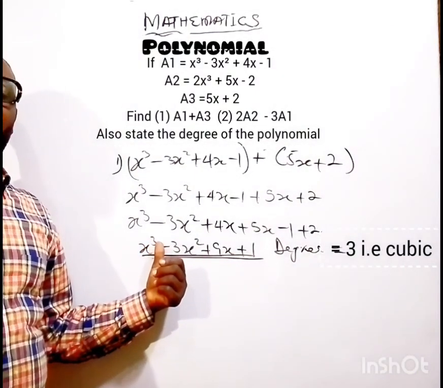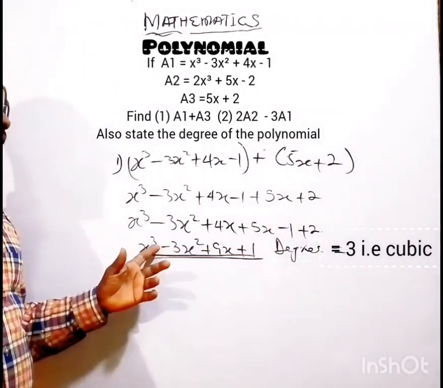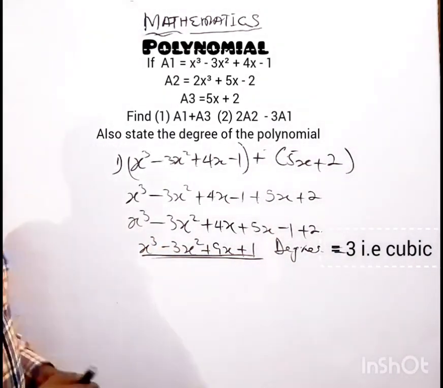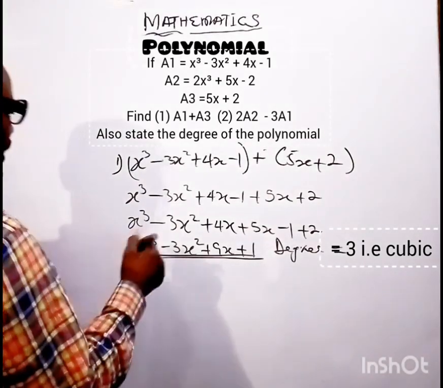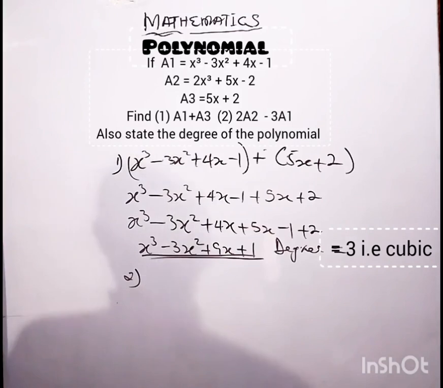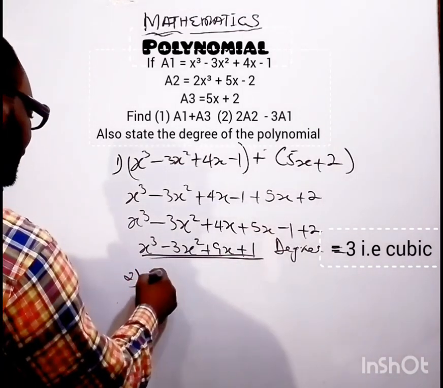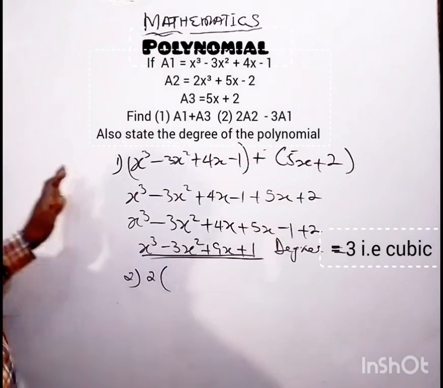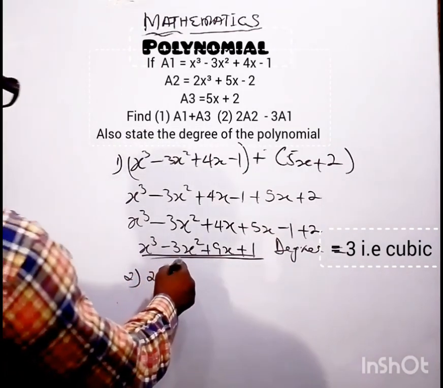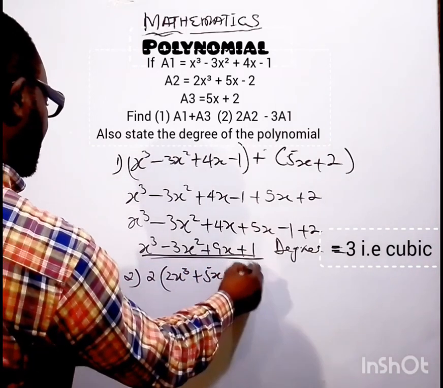Or cubic order. That is the degree of this polynomial, because the highest power we have here is 3. The second question: we are asked to find the value of 2a2 minus 3a1. So we are going to have these two multiplied by all the value of a2. That is 2x cubed plus 5x minus 2.